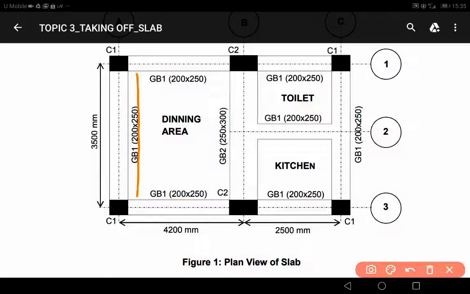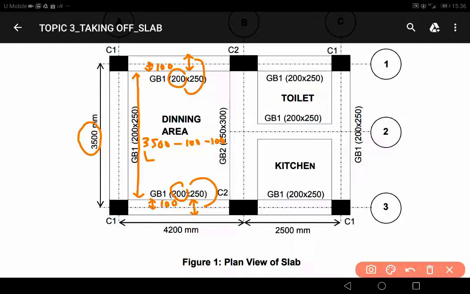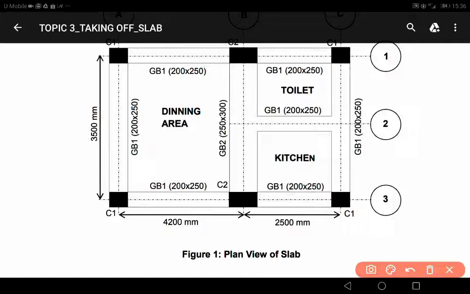After that, you need to determine the length for this side. So given that the length here is 3500, you need to minus half beam here, so it will be 100, because the full beam will be 200, and the same thing here, you need to minus half beam, which is 100, because the full beam will be 200. So for this one, 3500 minus 100 minus 100, so you get the length of this side. After you determine the length, you need to multiply. Let's say this is L1, this one is L2, so you multiply L1, L2 and multiply with the thickness of the slab just now, so you will get the volume of the concrete.